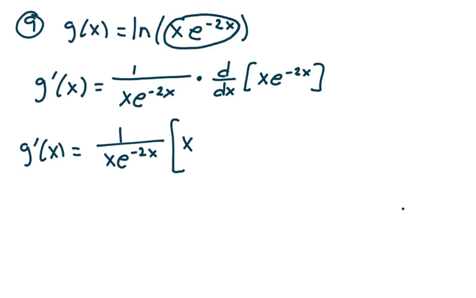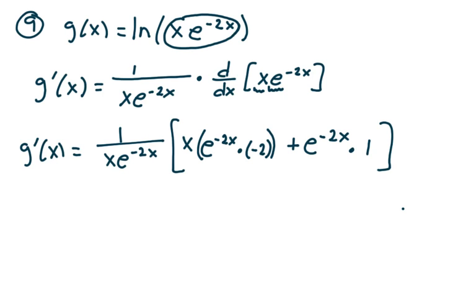I'm going to write down the first function, and then I'm going to take the derivative of e to the negative 2x. But that's e to the negative 2x times the derivative of negative 2x with respect to x. And so that's times negative 2. I'm going to go plus e to the negative 2x times the derivative of x with respect to x, which is just 1.